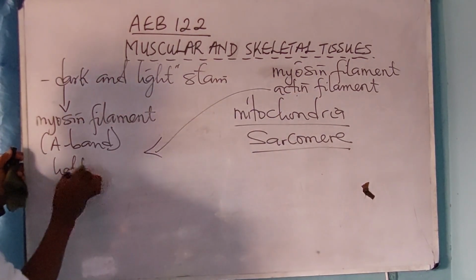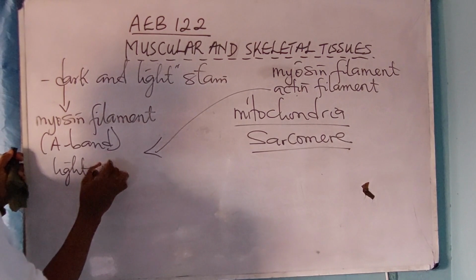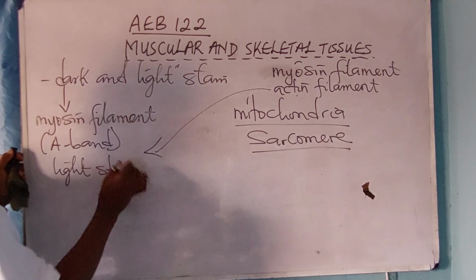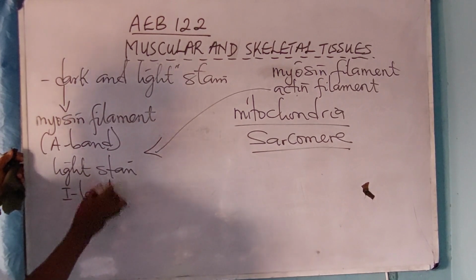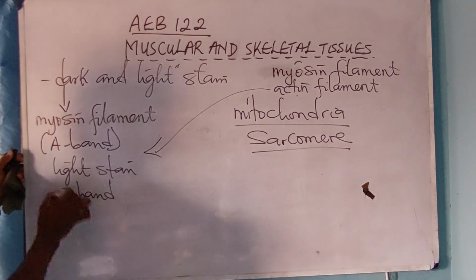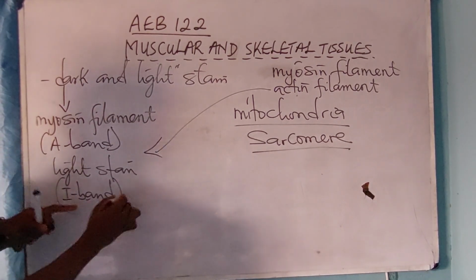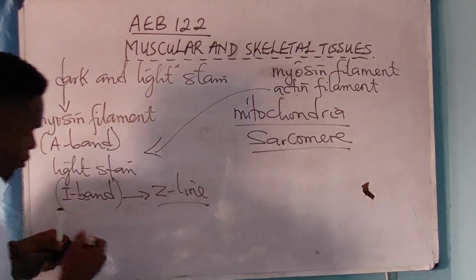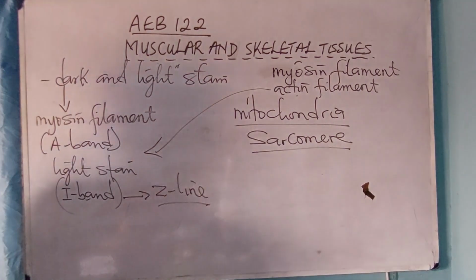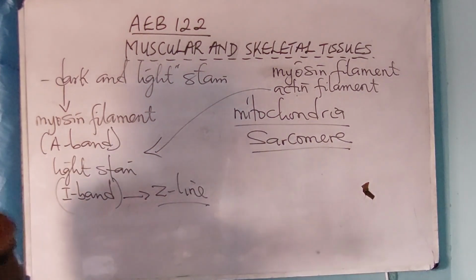While the actin filaments is called what? The light stain, and it's also called what? I band. I what? Band. So please take note that this I band is connected to the what? The Z line. So this is all about the smooth and what? Skeletal muscle. Please take note of that.